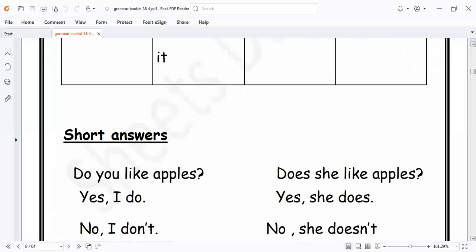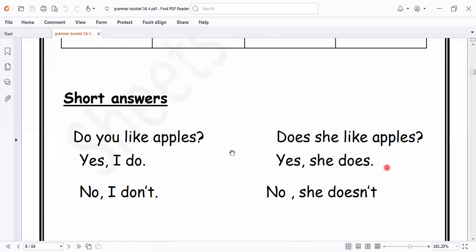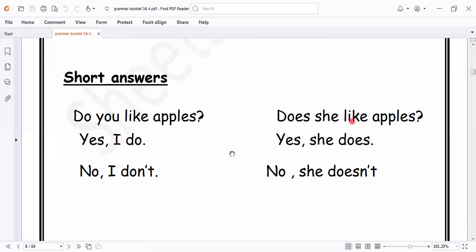Let's study these short answers to know more about this topic. Do you like apples? Yes, I do. No, I don't. When we answer in the negative form: does she like apples? Yes, she does. Or no, she doesn't. When we say "does she like," don't say anything else.